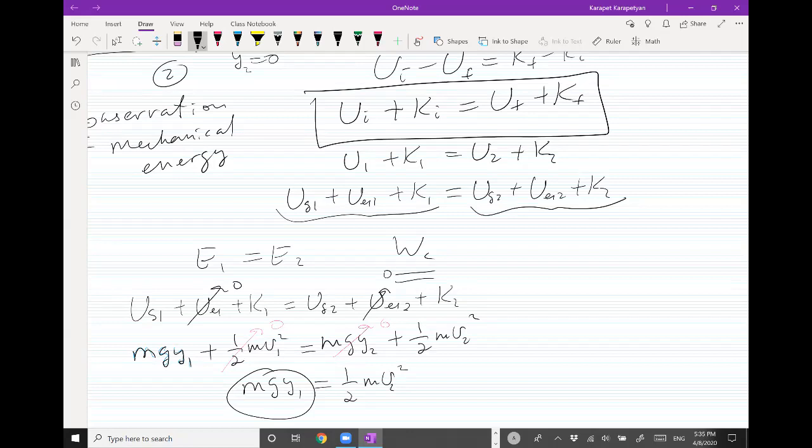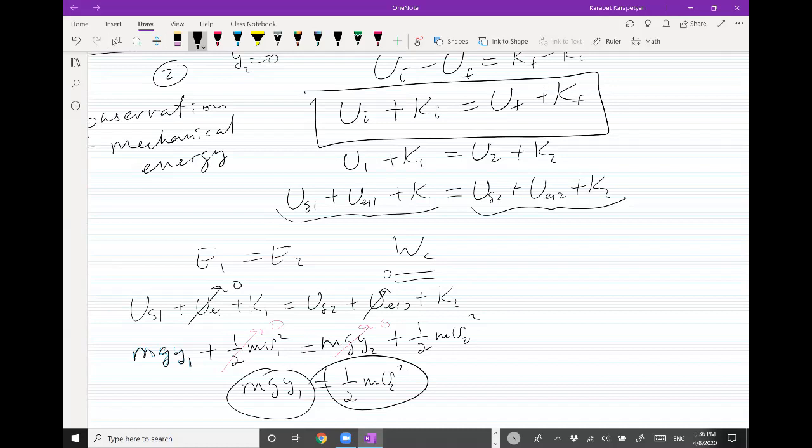But that energy cannot just disappear. What happens is that energy is converted to kinetic energy. And by the time it gets to the ground, all that energy is now purely kinetic energy. That's why energy at point one is all potential. Energy at point two is all kinetic.